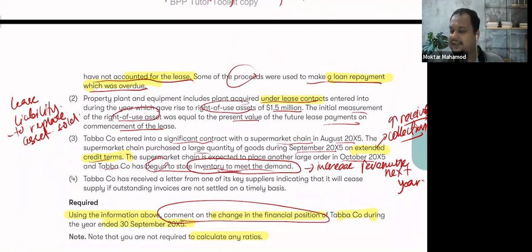But the last ni, Taba received letter from supplier, it will cease supply if outstanding invoices are not settled on a timely basis. Ini isu besar juga ni, because how they going to meet the demand of the customer if they don't get the items or materials from the supplier. Okay.